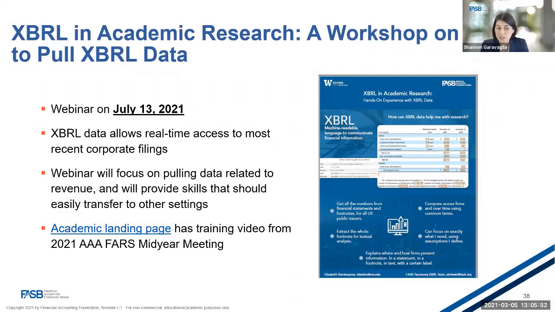And in terms of why you might be interested in XBRL data, it allows you real-time access to the most recent corporate filings. So we all know the value of extra data, especially when you're looking at a new standard. There's not a lot of years worth of data, and Compustat can have up to a 1-year lag at times for certain data. So XBRL could be a great opportunity to expand your data set and have more variables in that data set.